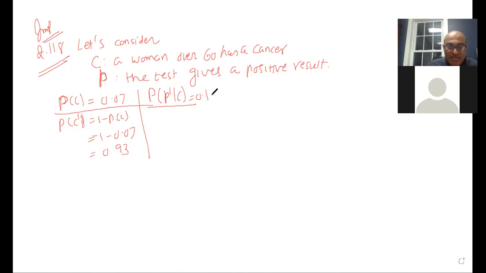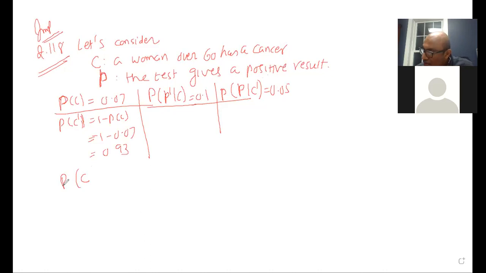And the last part is given to you: the 5% false positive. That means C dash, no cancer, and small p, and that is equal to 5%, meaning 0.05.